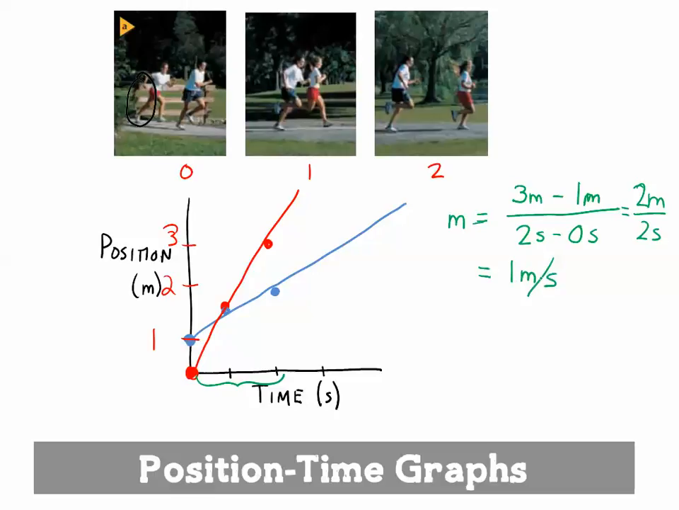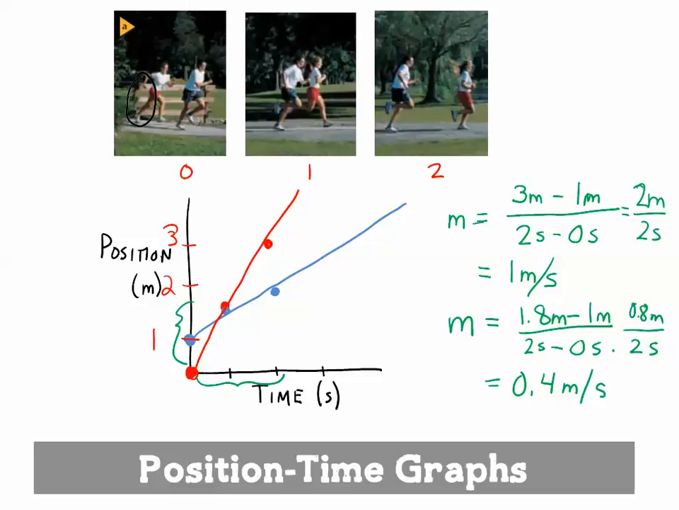The slope for the blue runner is going to be the same idea. We'll take about 1.8 meters minus the 1 meter, over 2 seconds minus 0 seconds. Again, this is our rise, this is our run. I get about 0.8 meters over, again, 2 seconds, which is about 0.4 meters per second. These are actually very slow values for the runners, but I was just making up values. So, the next slide.